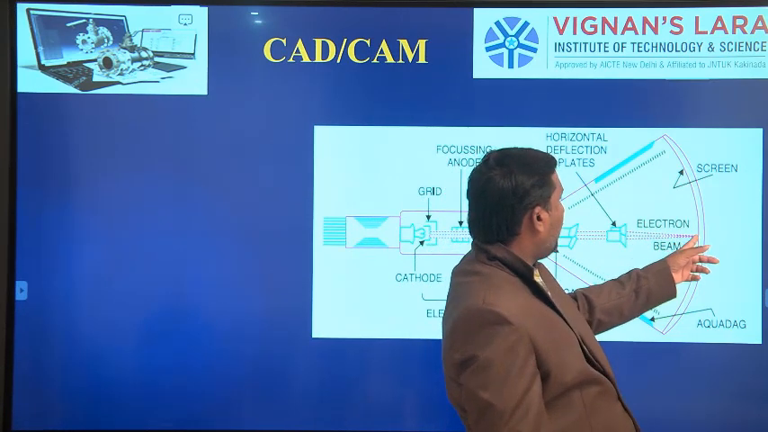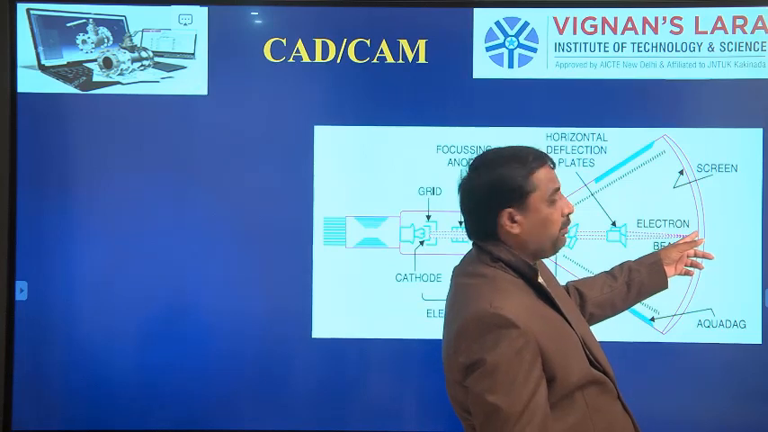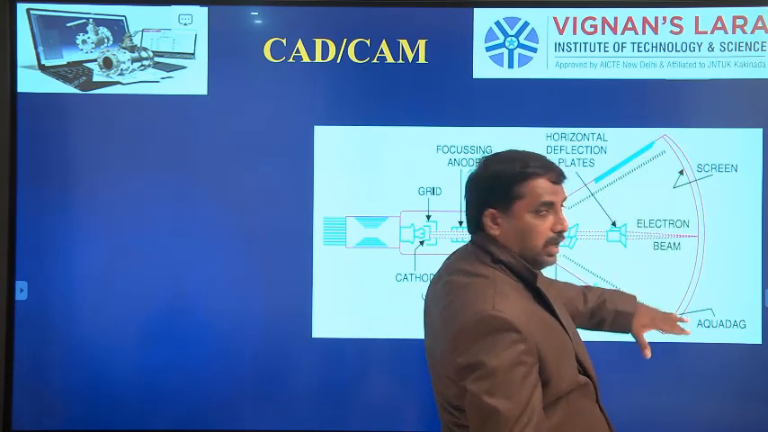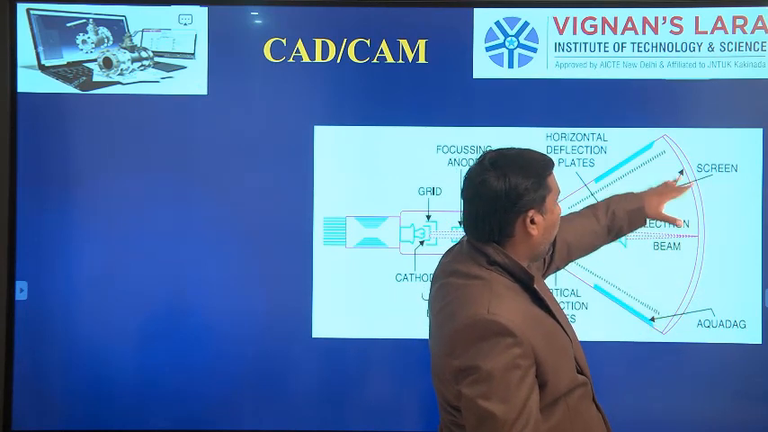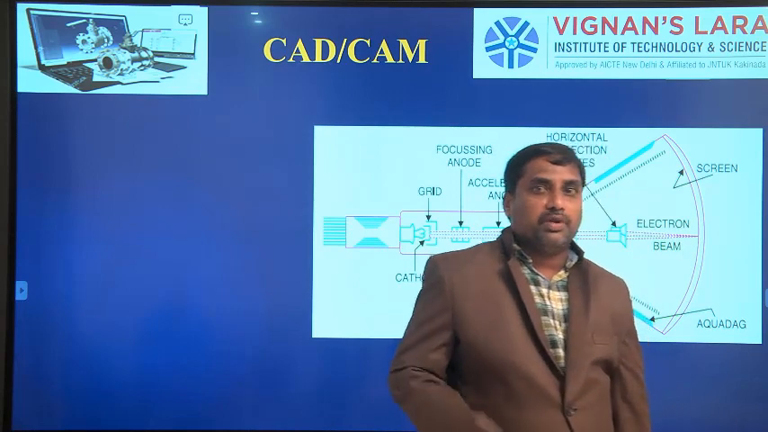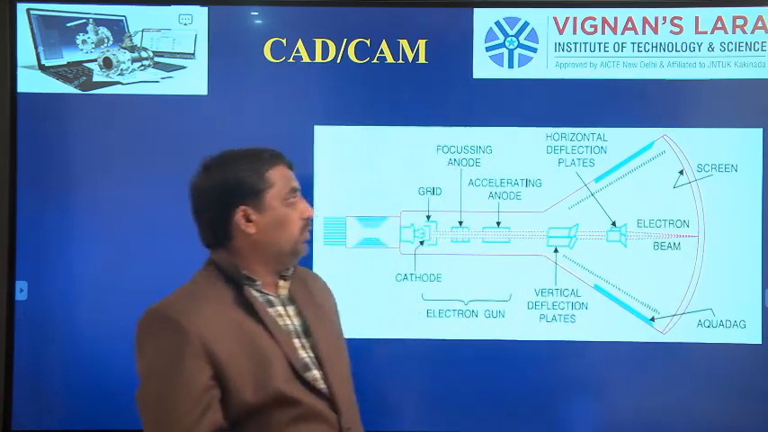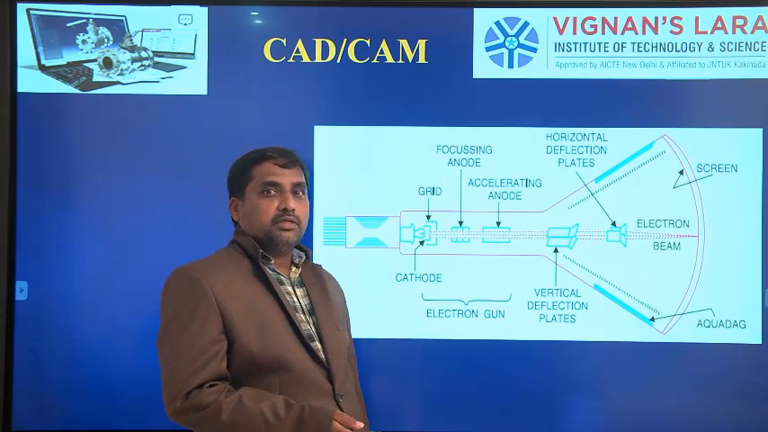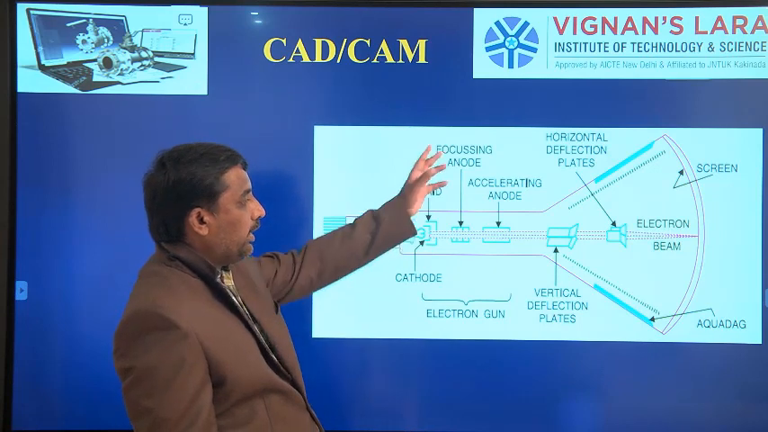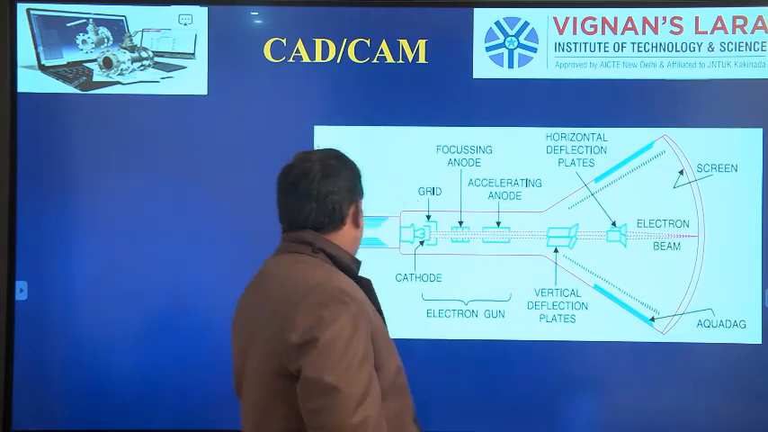It will strike the phosphorus coating behind the screen at a particular location, and we can trace this beam across the phosphorus coated screen according to the instructions given from the computer, to get letters, numbers, images and other things. This is the line diagram of the CRT, cathode ray tube.